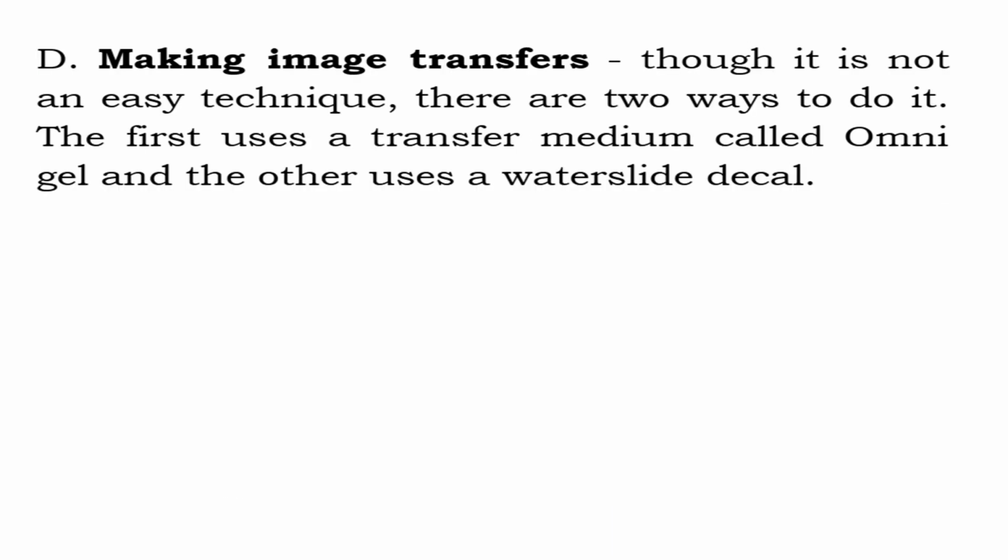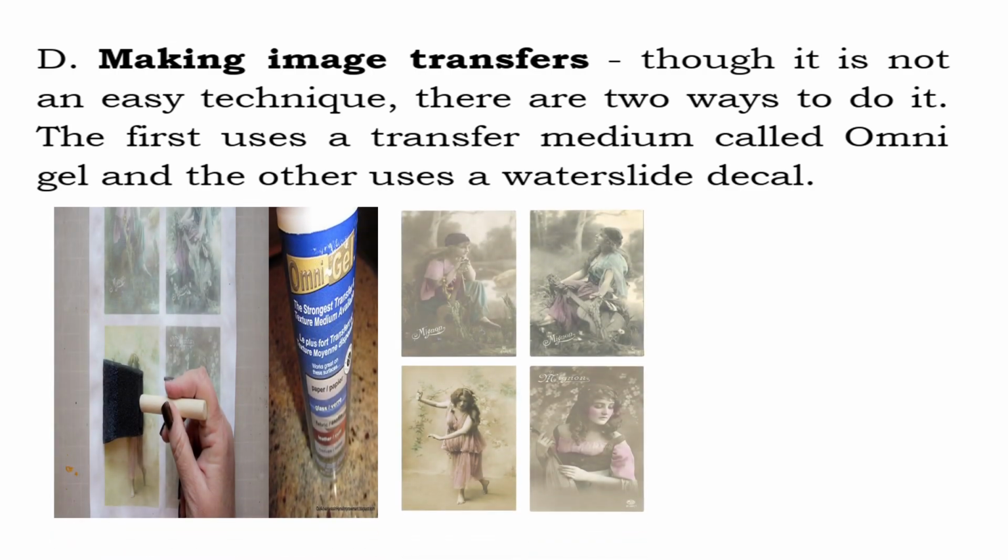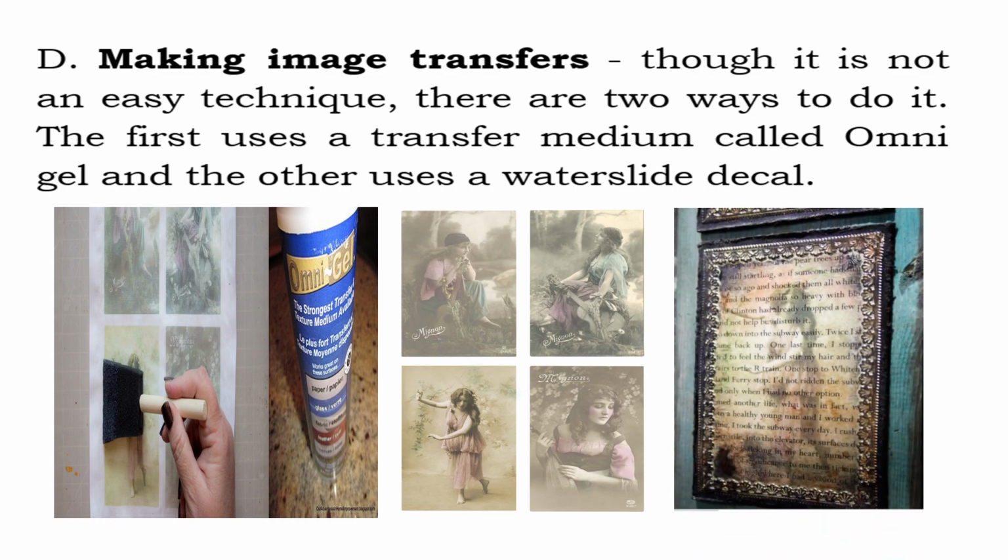Next, making image transfers. Though it is not an easy technique, there are two ways to do it. The first uses a transfer medium called Omnigel, and the other uses a water slide decal. So I have here the example of Omnigel. So using Omnigel, and then that one.